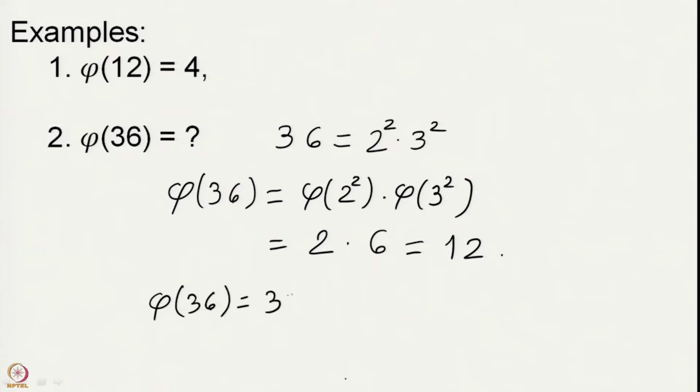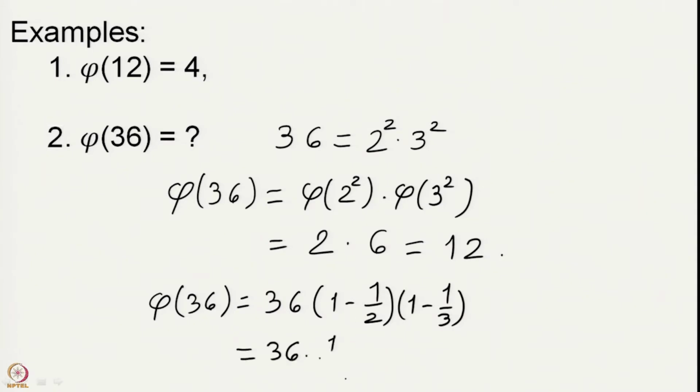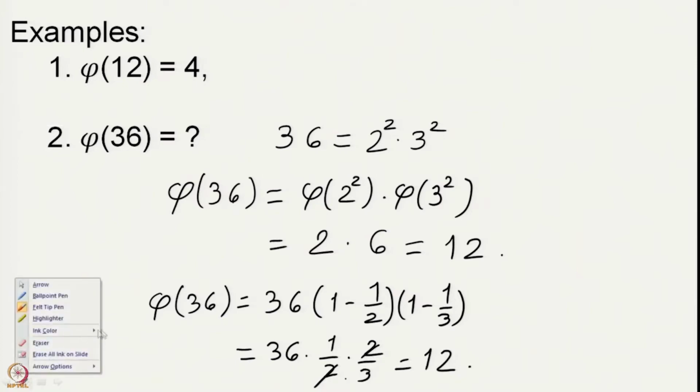We can also use the formula that we developed in the last lemma. So, this will tell us that this should be 36 into 1 minus 1 by 2, 1 minus 1 by 3, which is 36 into 1 by 2 into 2 by 3, which gives us 12. So, there are these two methods to compute the Euler phi function.